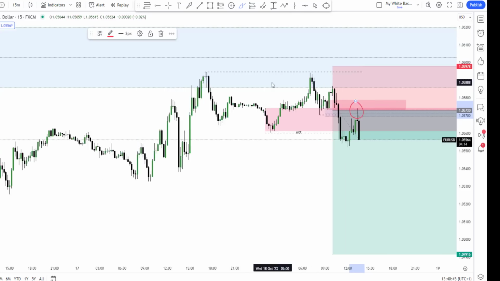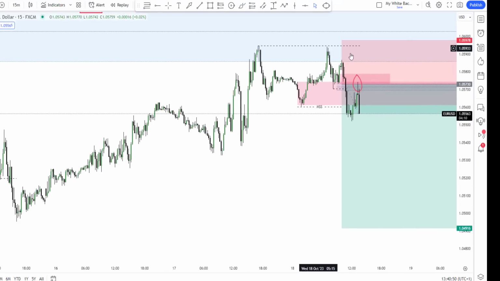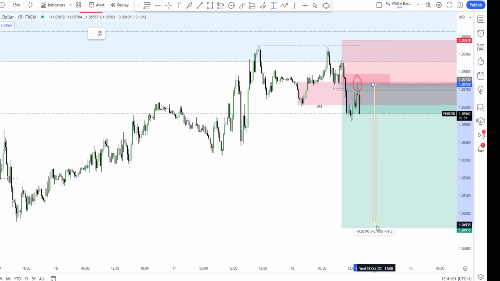What am I risking in this? I am basically risking around how many pips, because I want to see where price may not go to when it comes to having a smooth ride from here to here. That's almost 25 pips, and then the target is almost 80 pips.